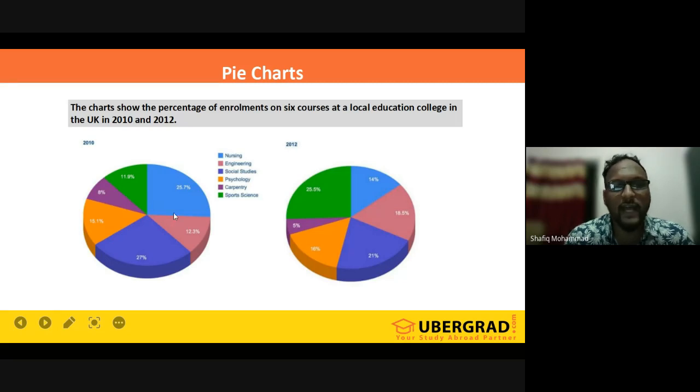Okay. So it has nursing, engineering, social studies, psychology, carpentry, and sports science. So it is divided. These are all enrollments of courses actually. They have taken it. So in 2010, this is what the percentage is, and in 2012, this is what the percentage is.